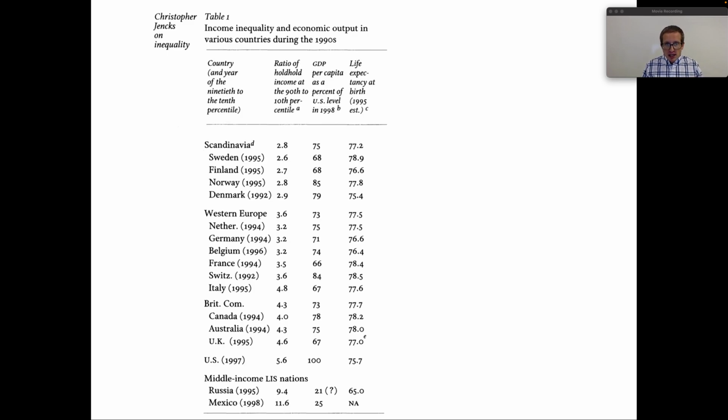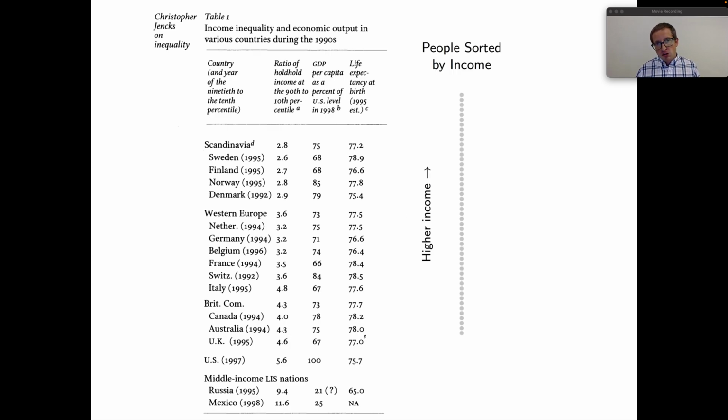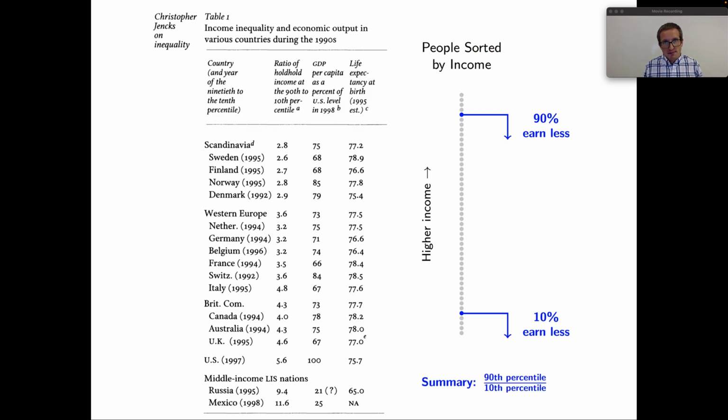In this table, he's reporting several stats about countries that compare the income distribution in all of these different countries he's studying. And I want to focus here on this first column, which is the ratio of household income at the 90th percentile to the 10th percentile. So again, remember that we have a distribution here where we have people sorted by income with the highest incomes at the top and the lowest incomes at the bottom. Then imagine we take two people in that distribution, the person for whom 90% of people earn less and the person for whom 10% of people earn less. Then imagine we take the incomes of those two people and divide them. So here we get the 90-10 income ratio.